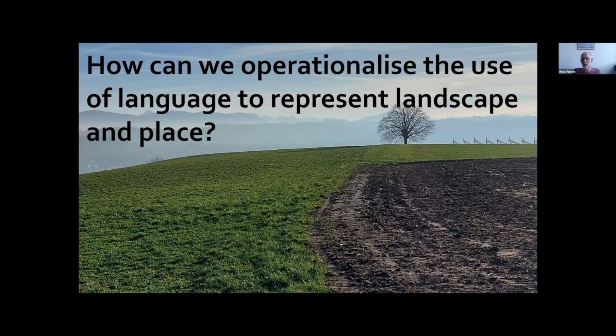So what I want to finish by doing in the last 5-10 minutes is say something about how we can go beyond these examples, where I hope I've convinced you that language can tell us about landscape and that language gives us access to a diversity of ways of understanding landscape, and think a bit about how we can operationalize the use of language to represent landscape and place. So actually some things we can do with this. And I'm going to do that by showing two different examples.